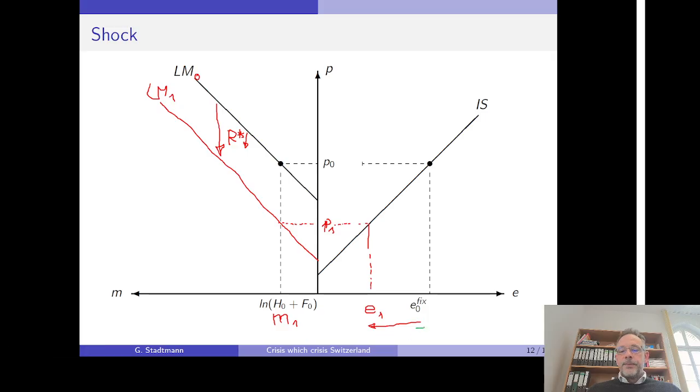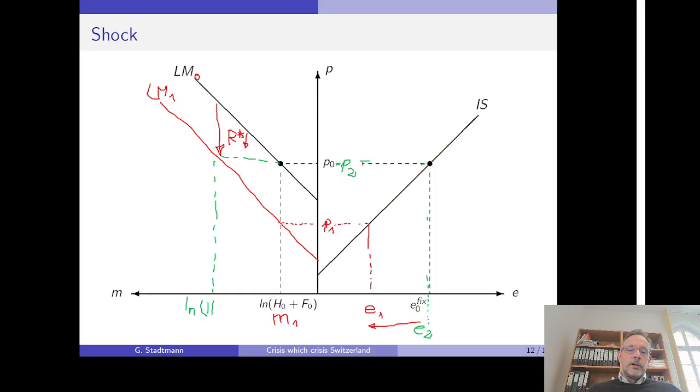So we have to modify our analysis a bit. So this is E2, the exchange rate should be fixed, and therefore goods prices will stay the same in a fixed exchange rate system. This shock has no effect on the goods prices within Switzerland, but then we observe here that the Central Bank of Switzerland has to intervene in the foreign exchange market.